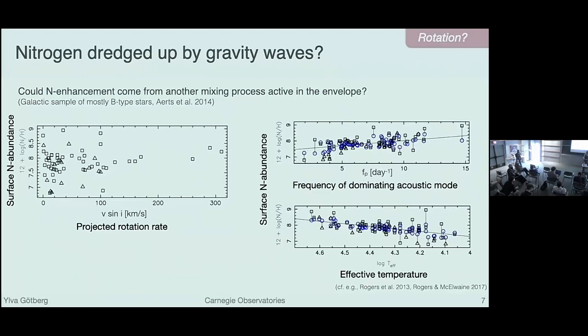My question is, what I'm trying to understand is how you align these plots, especially the second one on the left, with the notion of rotation-induced mixing and nitrogen enhancement. And you can probably come up with scenarios or multivariate scenarios that do that, but I don't know what they are. So I would like to learn more.